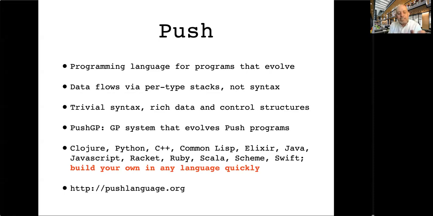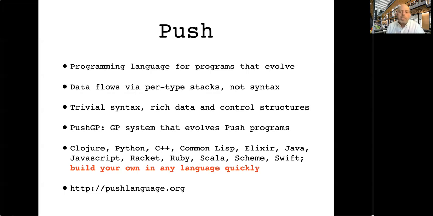It is the syntax in a normal programming language that's designed for humans that determines how the data flows. But in Push, it is the stacks. So an instruction always gets its inputs from stacks and always provides its outputs to stacks. And those are per type stack. There's a separate stack for each data type. And that is how data flows.